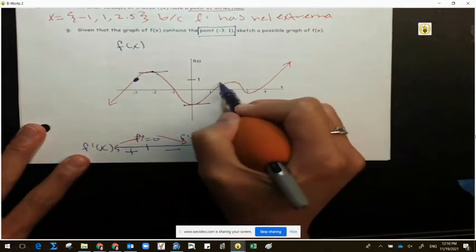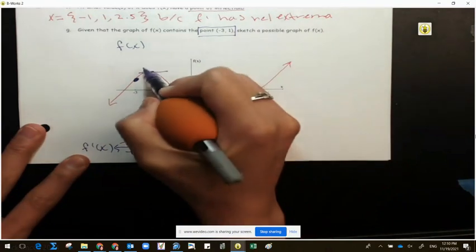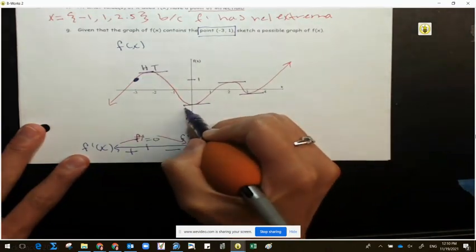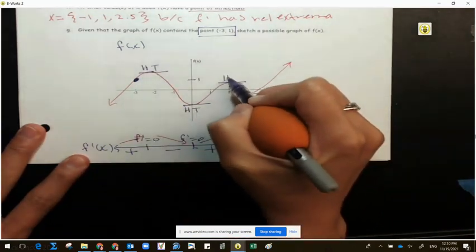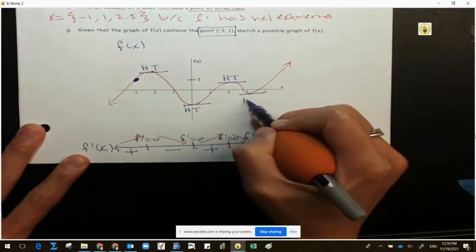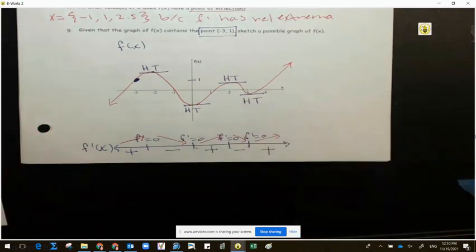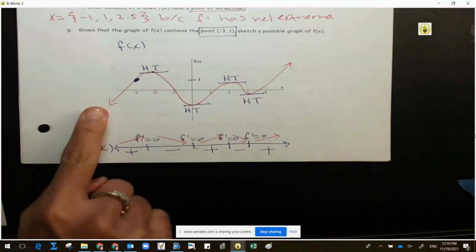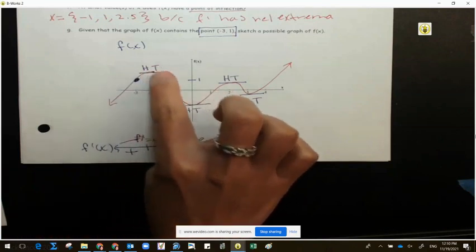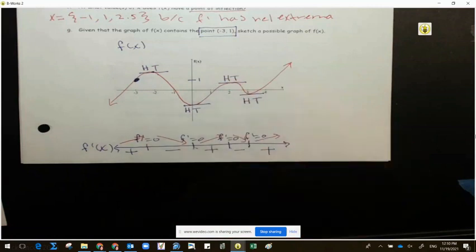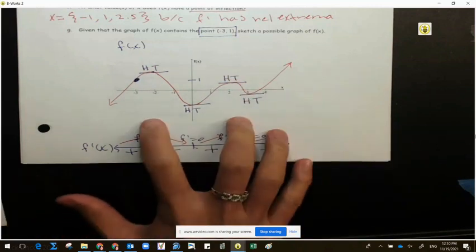Horizontal tangents. And I'm going to write on here, we have a horizontal tangent. Make sure they're lined up with f prime is equal to 0. So the behavior going up initially should be the same. And then how high the peak is doesn't really matter. Is everyone good with this? Yes? Okay.